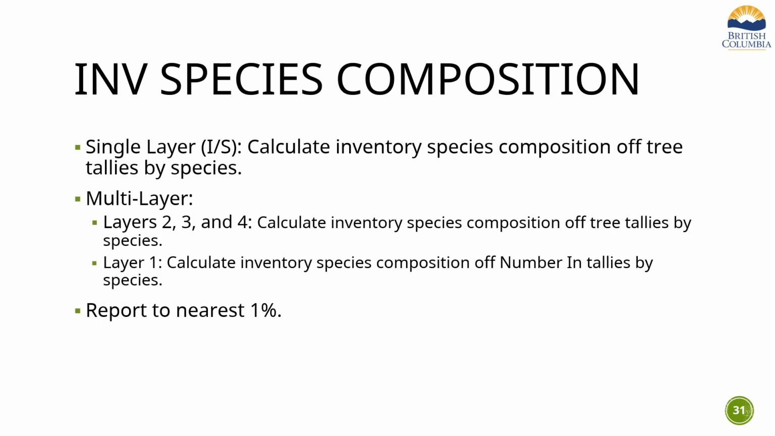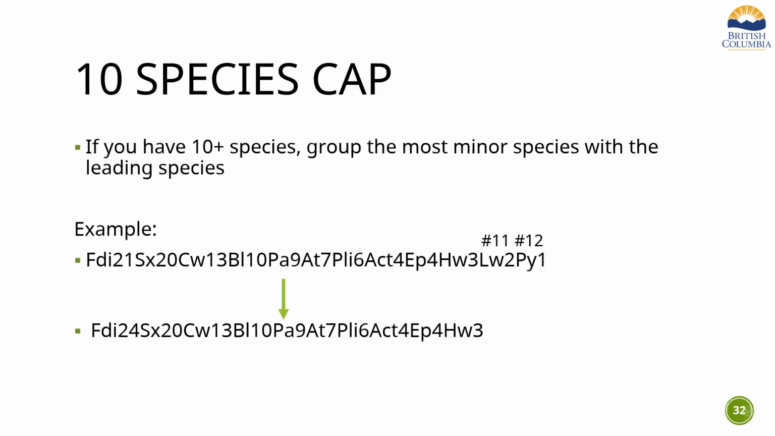Also, we are no longer going to be rounding species composition to the nearest 10%. Instead, we will be reporting to the nearest 1%. Unfortunately, results and the VRI can only handle 10 species. So if you're working in the Kootenays where it's possible to have more than 10 species in a single stratum, you will need to group the most minor species in with the leading species.